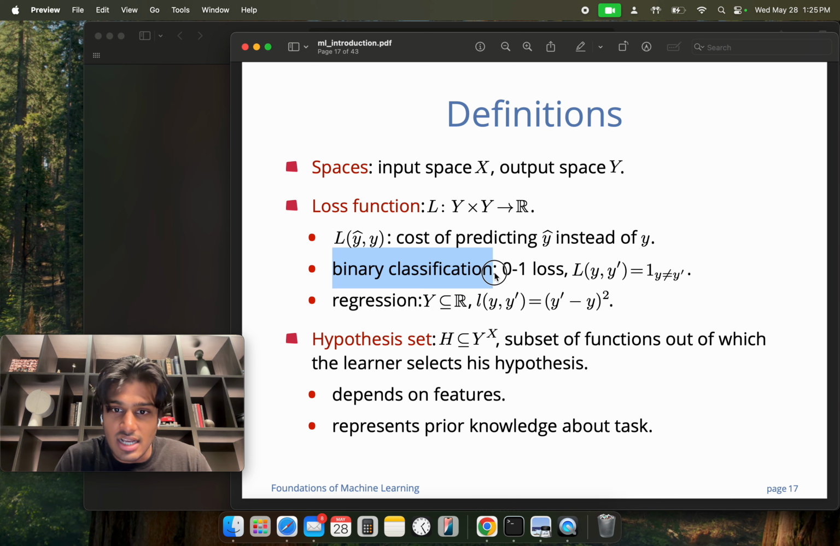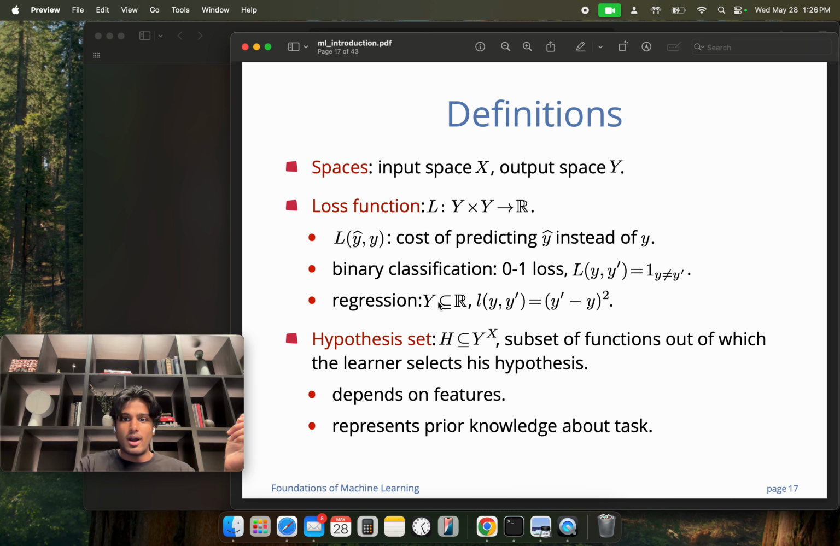When there is a binary classification, 0 or 1, it's simply 0 if y hat and y are same, and 1 if y hat and y are different. You know, either you are right or you're wrong. If you're right, your loss is 0. If you're wrong, your loss is 1. Simple. What about regression?